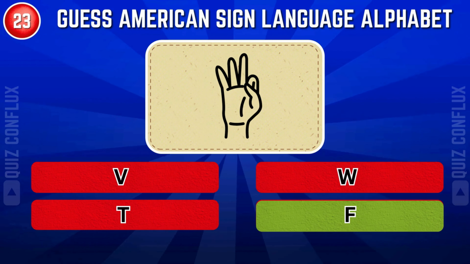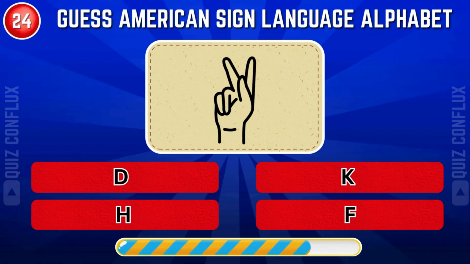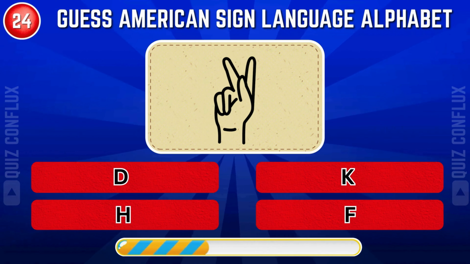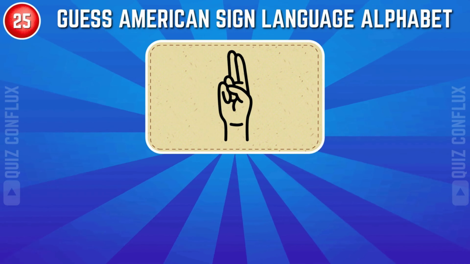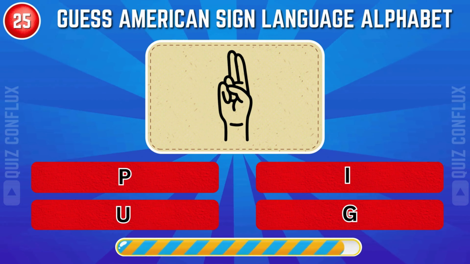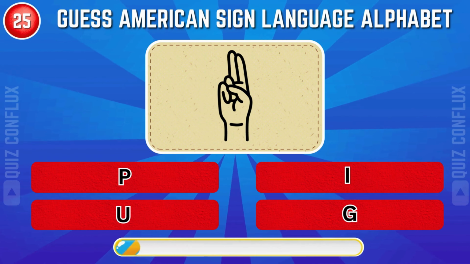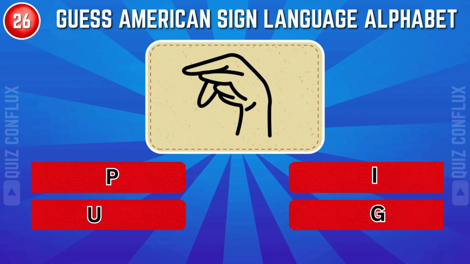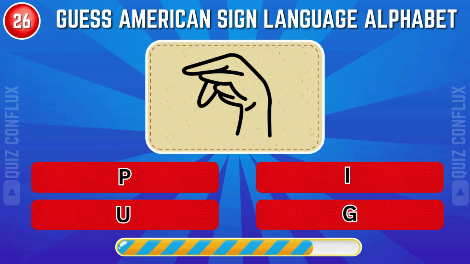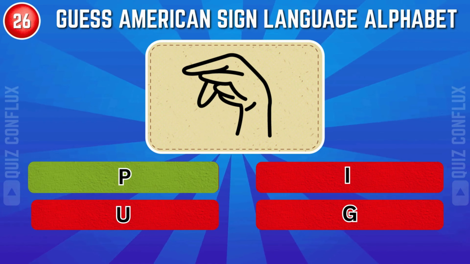Perfect, it's F. Guess which ASL sign this is? It's letter C. What letter sign is this? The answer is B. Identify this ASL alphabet sign. Yes, the answer is U.